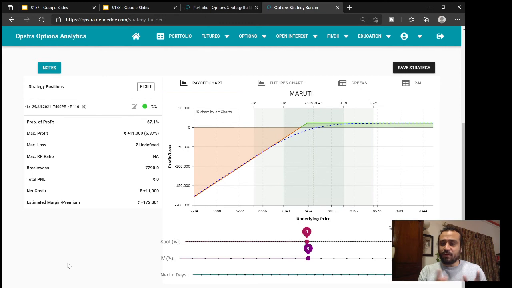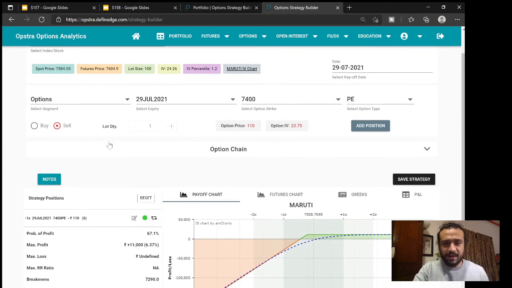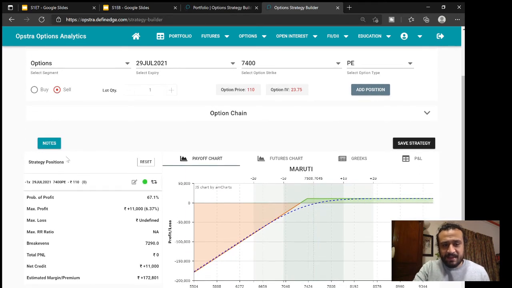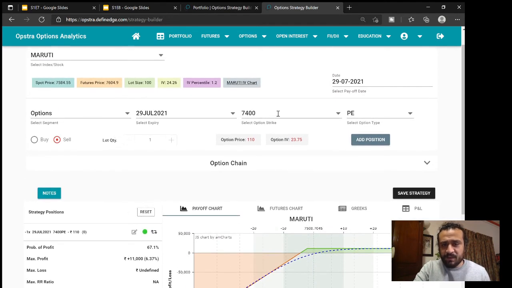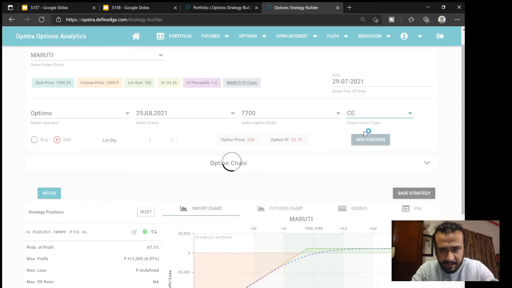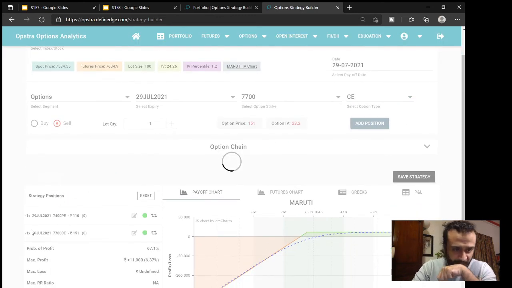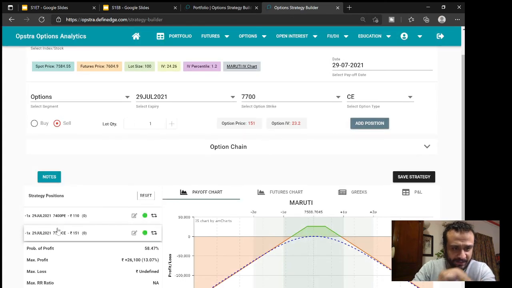We've talked about squaring off before expiry for stock options, right? And I'll leave you with one last thought, something that is a strategy. You can try these things out here. So you've got 7,600, let me say 7,600, 7,700. Let me take a call option, and I say add position. Now you see it has added two positions here.